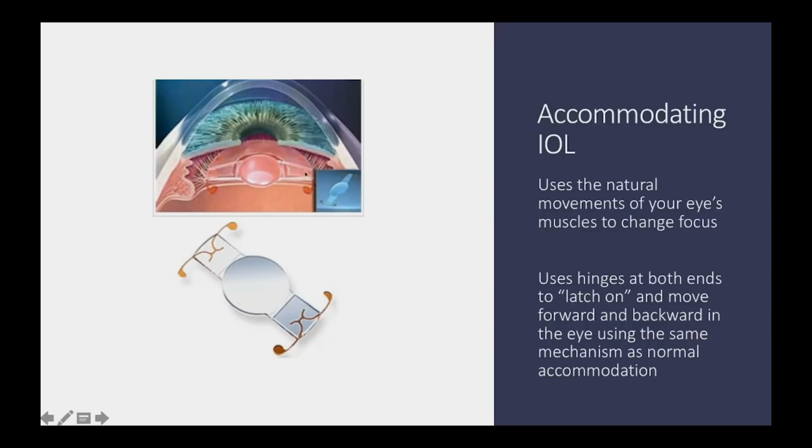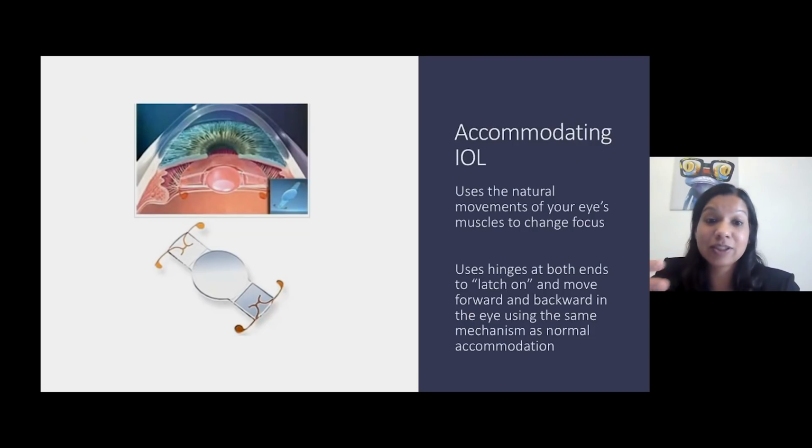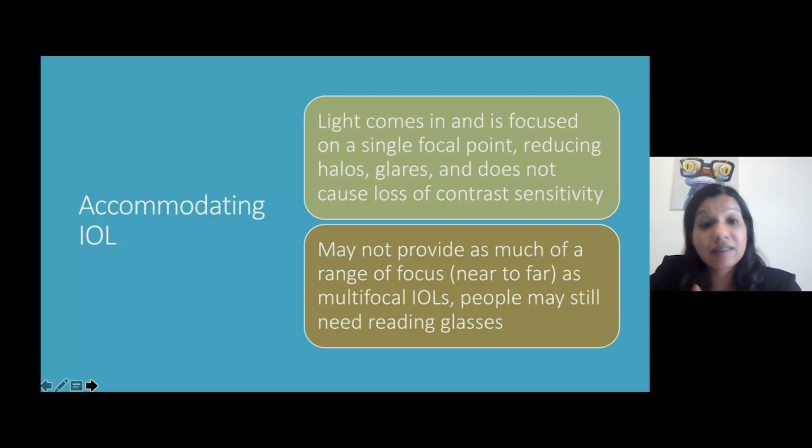So it actually latches on, and it'll move forward and backward in the eye with the same mechanism as normal accommodation. So in a normal eye, before you lose the reading vision, back in your 20s, 30s, when you can see far and up close, in order to be able to read, the lens will actually thicken and move forward so you can see up close. So the accommodating lens will try to simulate that same function as a natural lens in the eye. Because to see up close it's actually just moving up, in theory, it's still a monofocal lens.